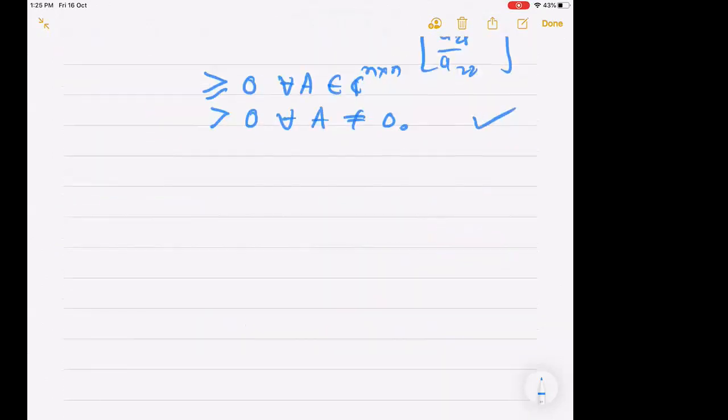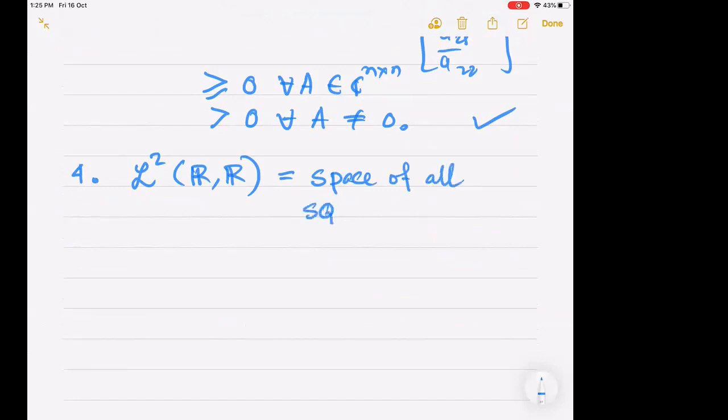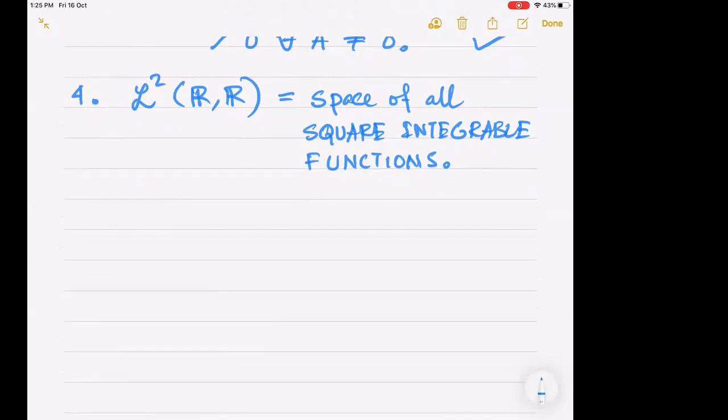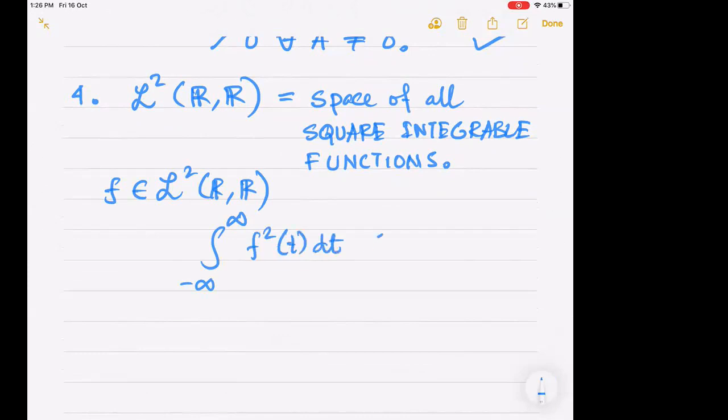Okay. Now, number 4 is perhaps a little more exotic. So consider L2(R). What does this mean? This is the space of all square integrable functions, functions for which the square integration makes sense. That is, if f belongs to L2(R), it means the integration from minus infinity to infinity of f squared(t) dt is a finite number.